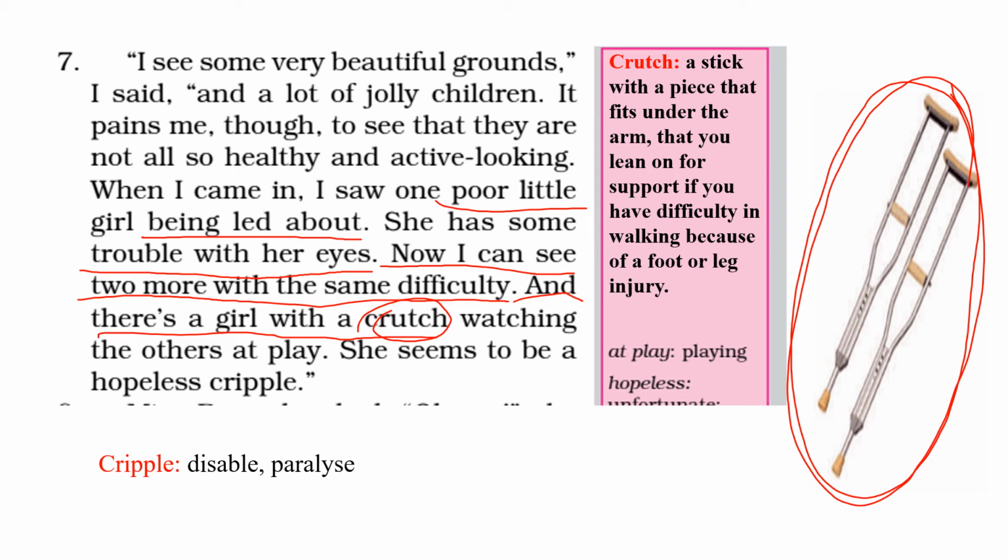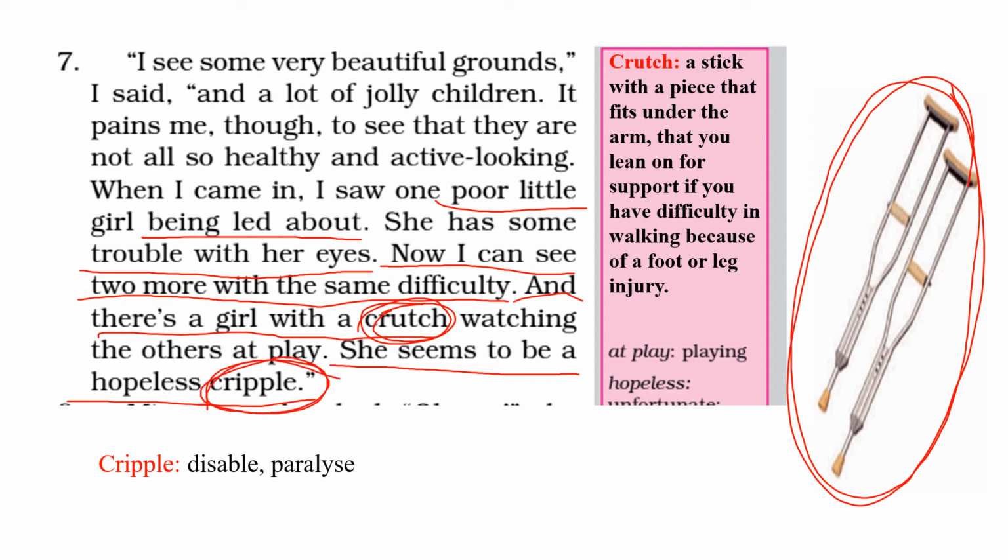So here he tells that that girl who is standing in the playground has a crutch. She is using the crutch, watching the others play, and she is watching the other children playing in the ground because she is having a problem in her legs, so she is using a crutch and she is only watching the students playing in the ground. And further he tells that she seems to be a hopeless cripple. Cripple means handicap, a disabled person who has some physical issue in his or her body.